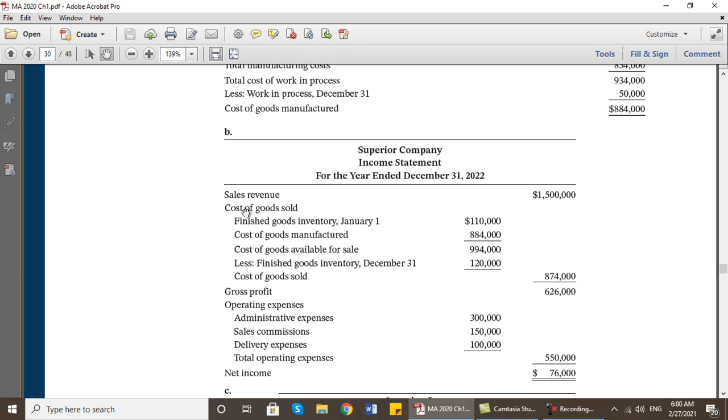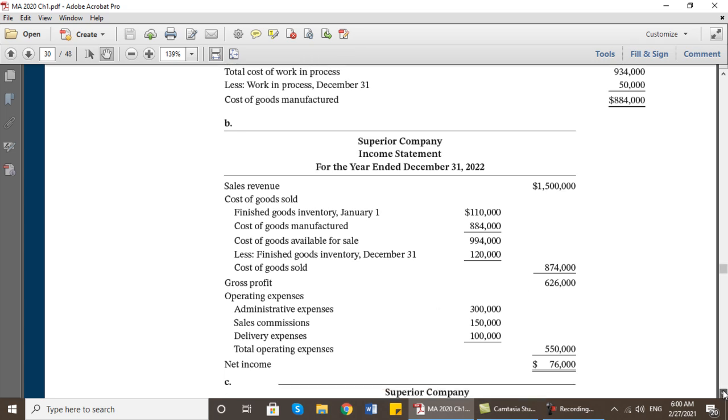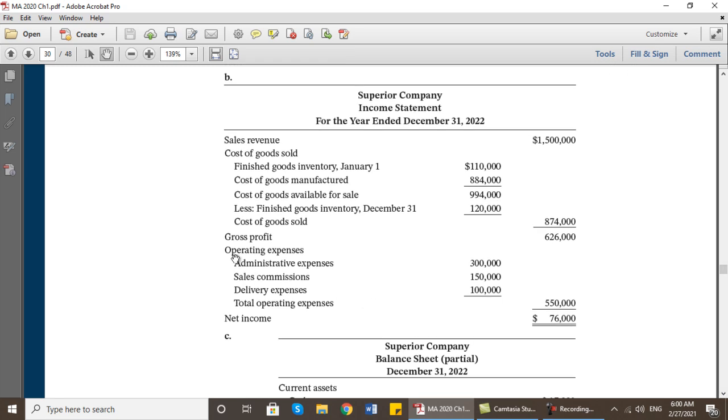The difference between sales revenue and cost of goods sold is gross profit. Then we deduct operating expenses: administrative expense, sales commission, delivery expense. We call these period costs. The operating expenses are called period costs, selling costs or administrative costs. After operating expenses, here's net income.